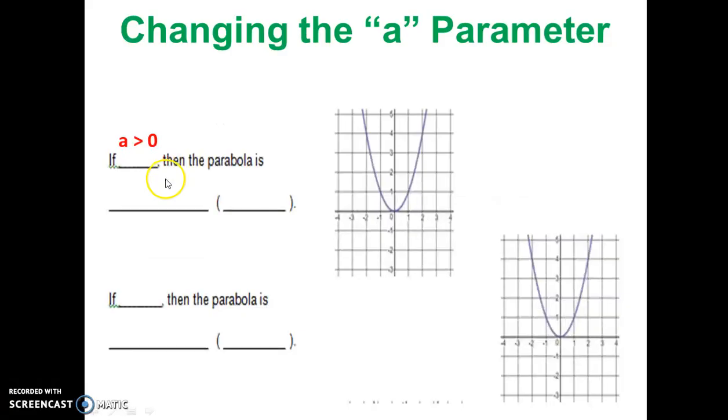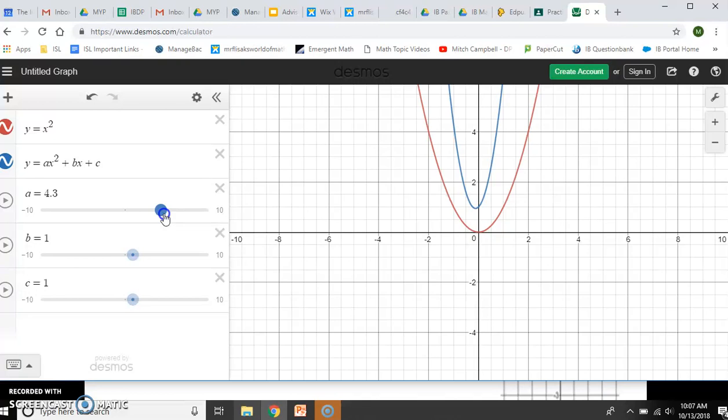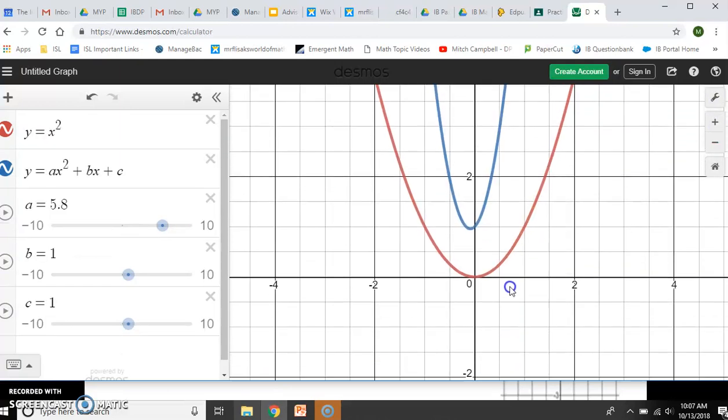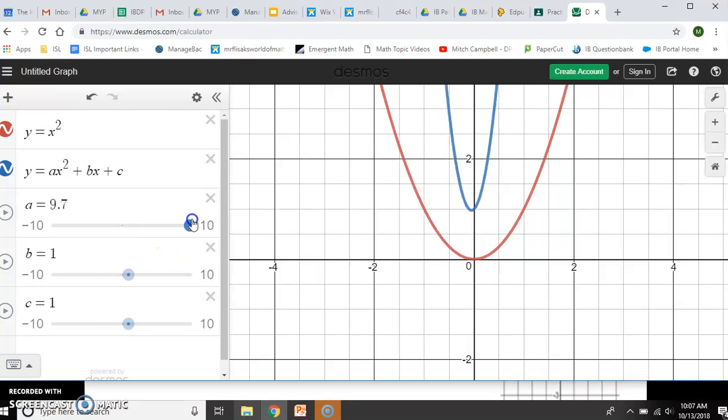So let's see, what was the question again? What happens when a is greater than 0? Right now a is greater than 0. Look at the blue parabola. I'm going to zoom in a little bit and change this to projector mode as well. When a is greater than 0, the parabola seems to always be opening upwards.